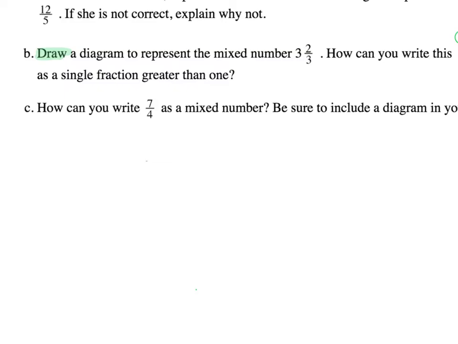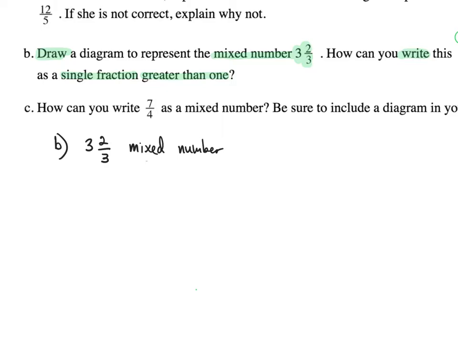So we want to use it similar to what we saw in example A. However, our mixed number is 3 2/3. And not only that, they want us to write, so this is the other verb we want to do, write this mixed number as a single fraction greater than 1. So those are our directions. So let's write the number given. So it's 3 2/3, and that's our mixed number, and draw a diagram.